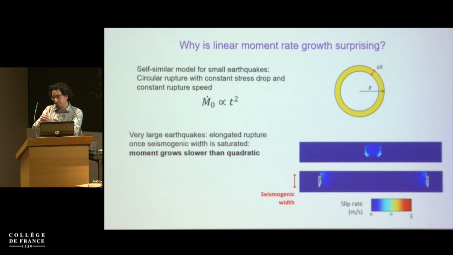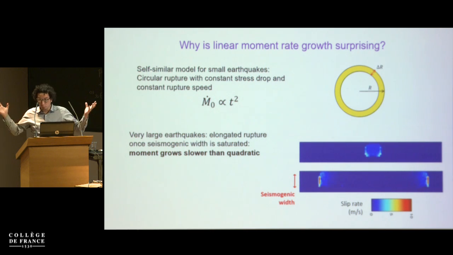That's when the earthquake starts as a circular rupture, but eventually it will reach the top and bottom boundaries of the fault. It will saturate the seismogenic zone. And from there on, it can only grow to the sides. So here's an example from dynamic rupture simulations. It starts as a circular crack, and then it only has the opportunity to keep running as two pulses. So those models of very large earthquakes do predict different behavior, much slower growth than quadratic. So that's a good thing.